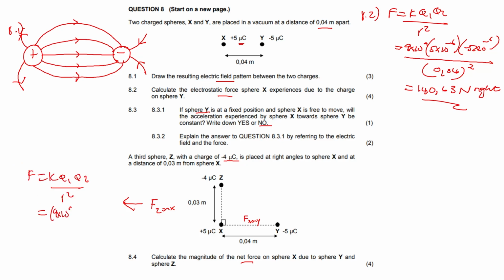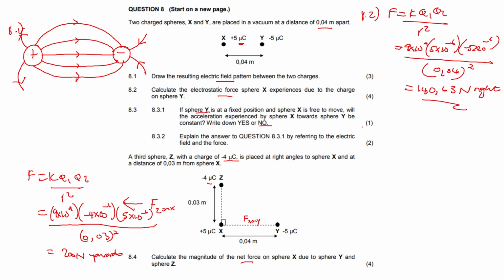That's the constant. Q1 is -4 times 10 to the power of -6 because of the little flipped U there. And then we have 5 times 10 to the power of -6. Then our distance between Z and X, because this is Z on X, is 0.03 squared. Try that in the calculator and you get 200 newtons. You can write upwards if you want. Okay, then that's not the end of the question. They want the net force.